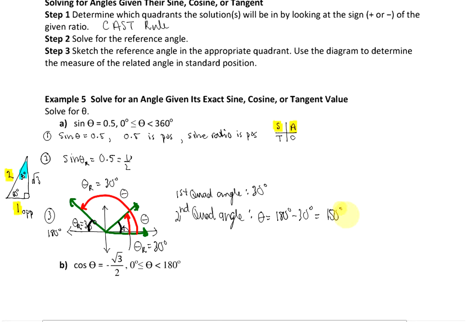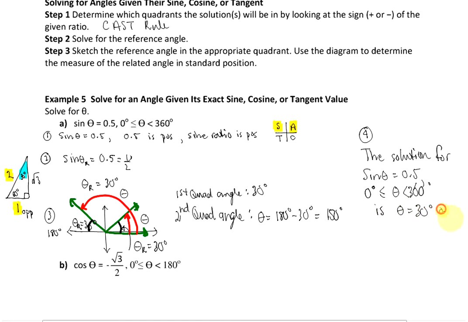So the last thing that I want to do then is state my solution. So the solution for sine of theta equals 0.5, where theta is between 0 and 360 degrees, is that theta could be 30 degrees or 150 degrees. Okay, so that one is now solved.